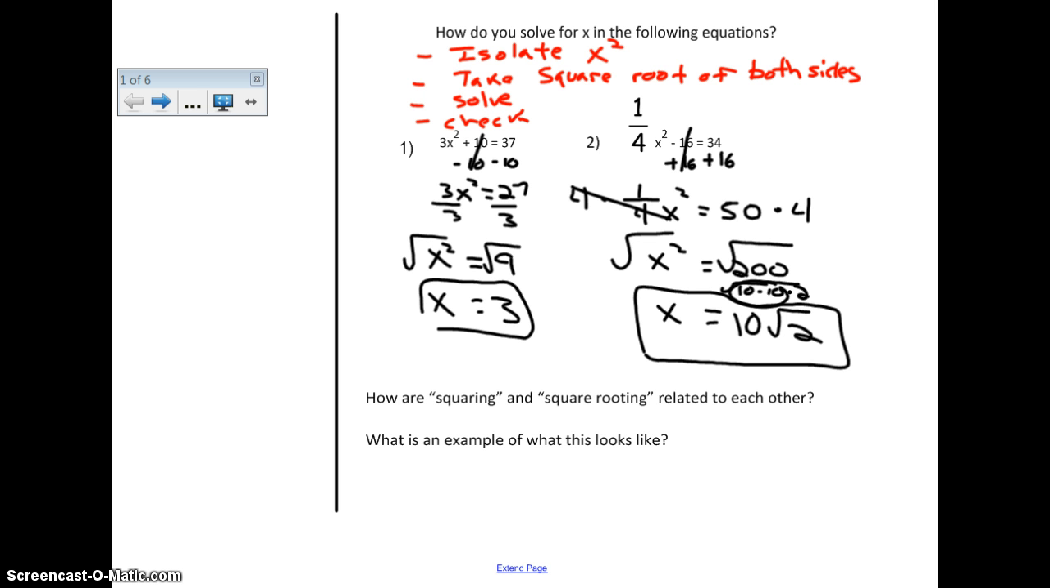But how are squaring and square rooting related to each other? The best way to say it is that they are inverse operations of one another. Just like subtraction and addition are inverse operations, or multiplication and division are inverse operations of one another, squaring and square rooting are inverses of each other.